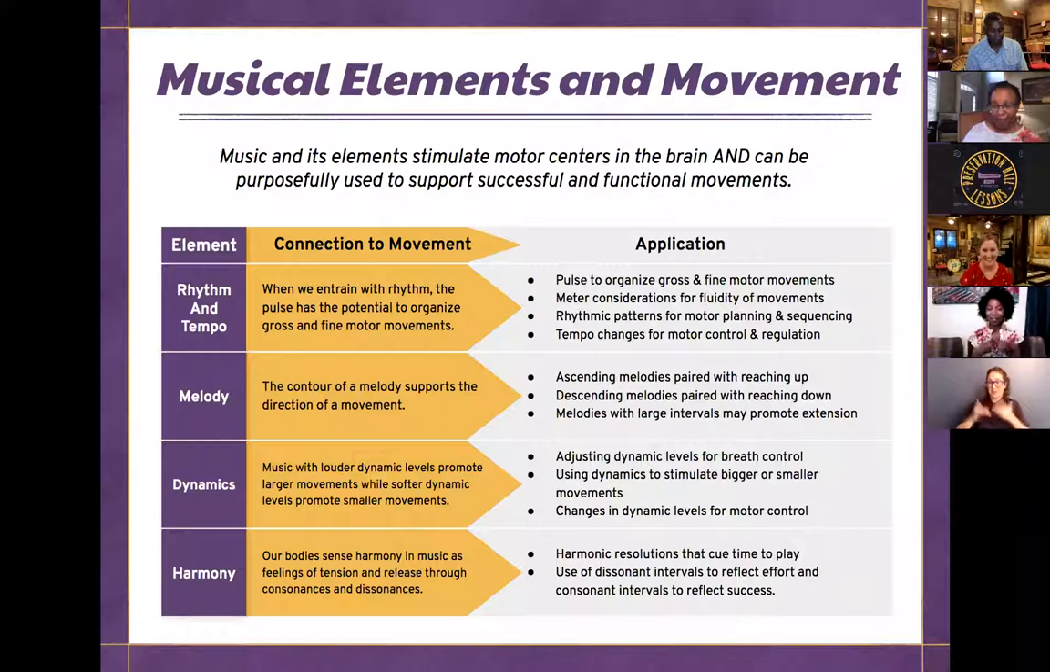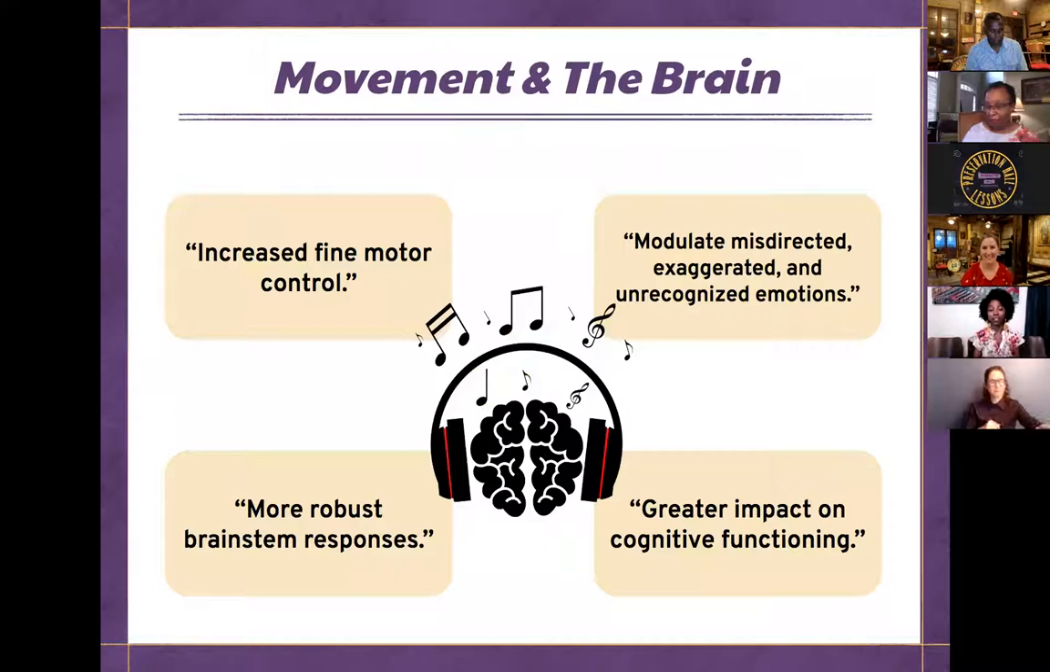So speaking of harmony, Felicia, what would you say the positive effects of general vocal music education does for the student's brain? Right. Well, as you see here, a few quotes from some research on the effects of music study and rhythm entrainment on the brain. There's an increase in fine motor skill. There is a regulation of emotions. There is more use of the brainstem, as Meredith referred. And there's a greater impact on cognitive functioning.